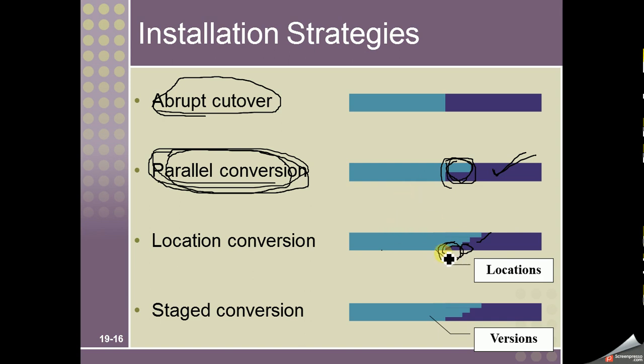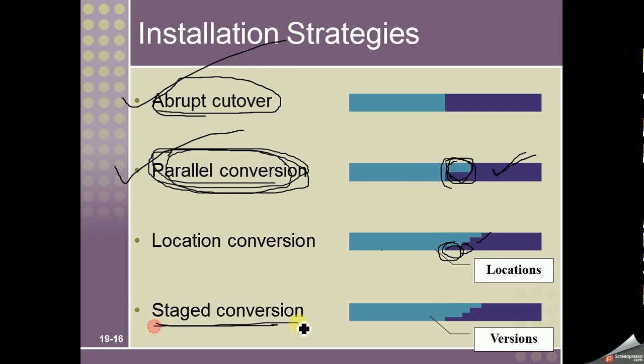To be safe, in the first one or few locations, we may use parallel conversion, and to minimize the cost, we may use abrupt cutover in the other locations once we are confident that all the bugs have been removed from the system.